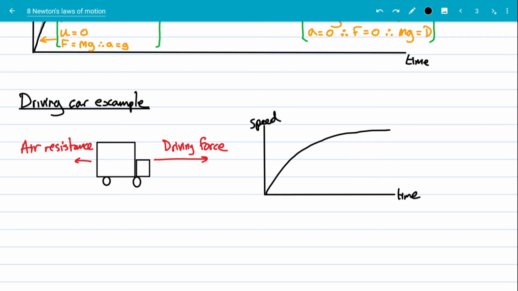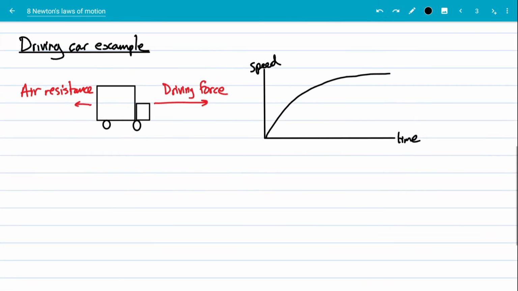The acceleration is the gradient. Well, the magnitude of acceleration is the gradient of this particular graph. So at any given moment in time, the acceleration is going to be equal to the driving force minus the air resistance. Let's call the driving force Fe for engine, and the air resistance Fd for drag. So the force from the engine, subtract the force from the drag, divided by the mass of the vehicle. That's true at any given moment.